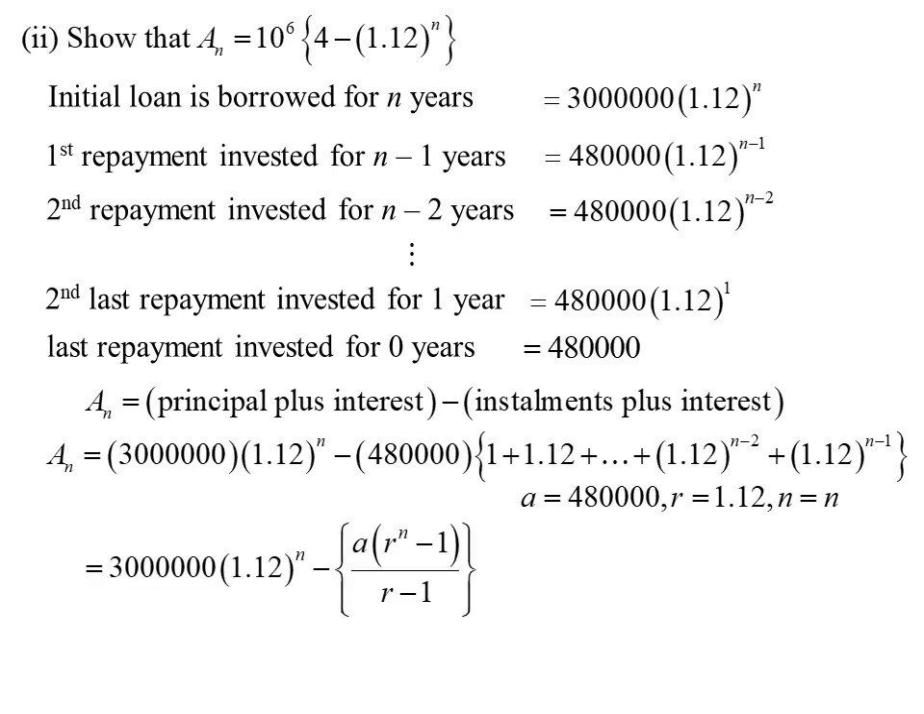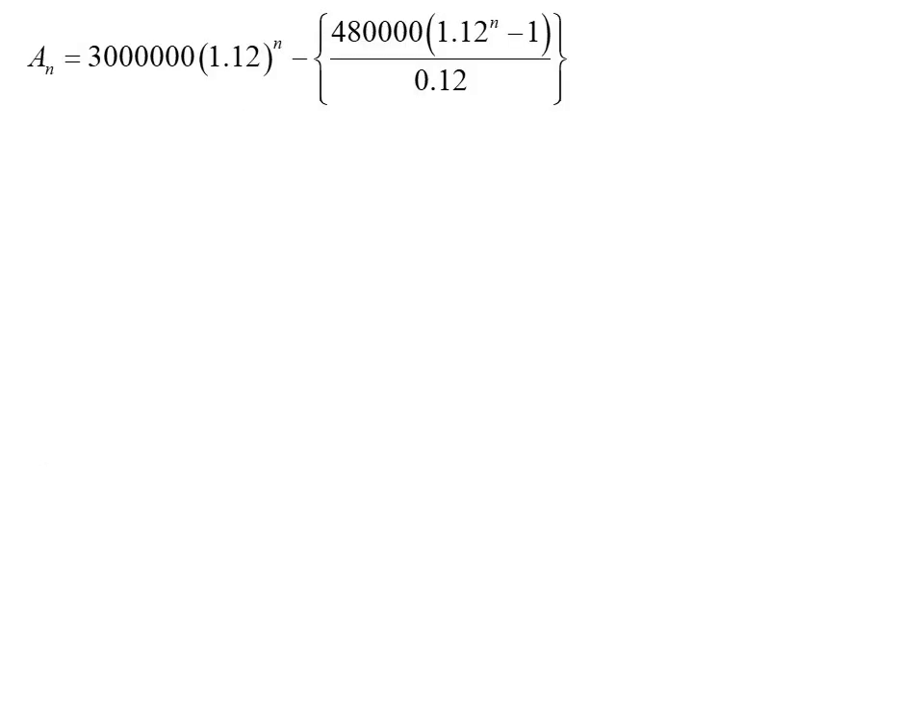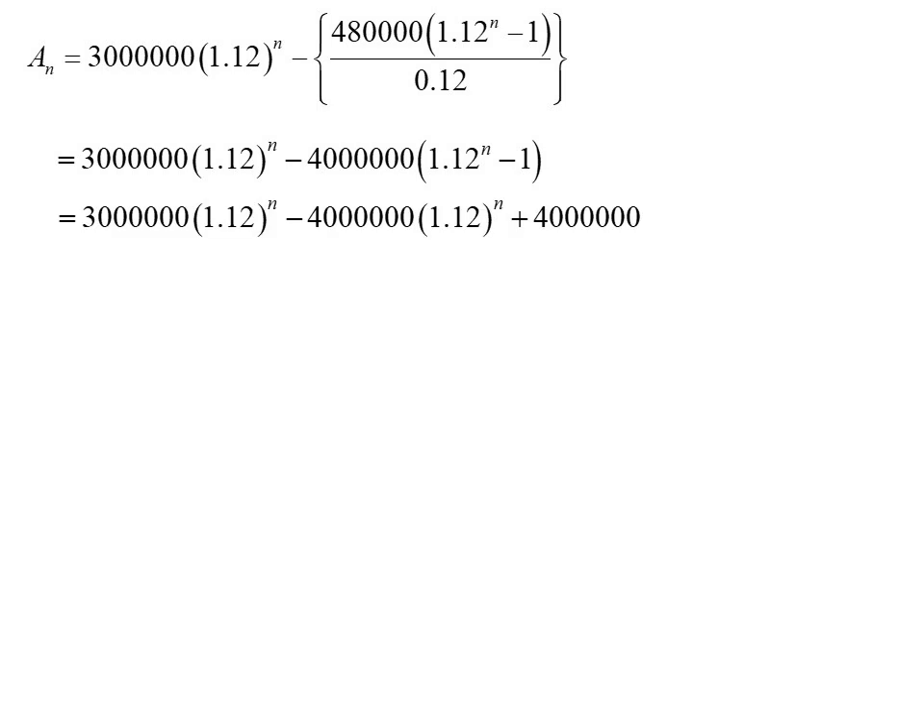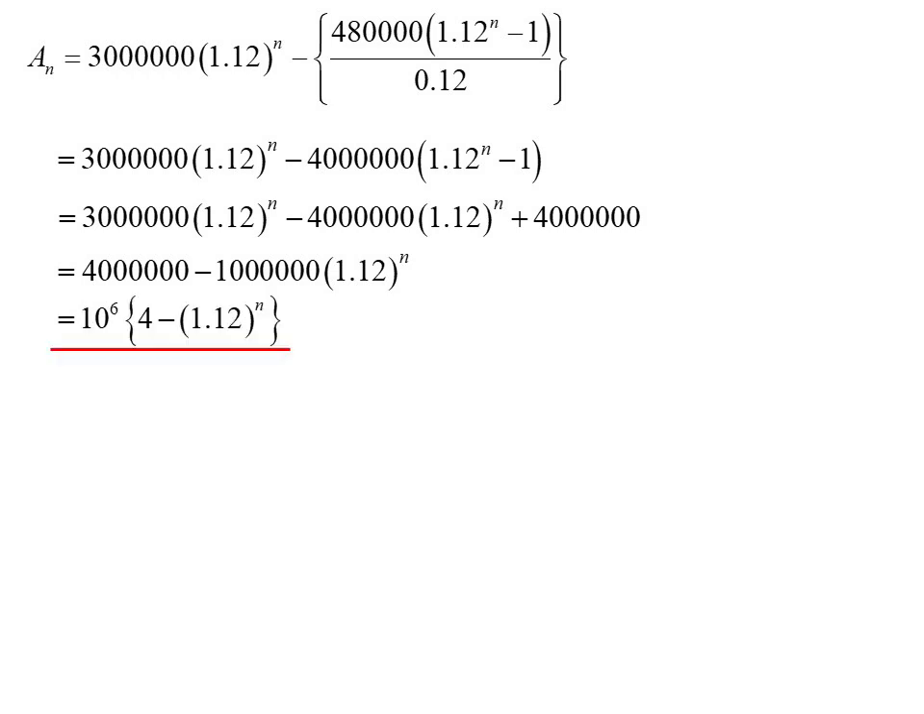Sub it into our geometric formula, still not quite there. Fortunately for us, 480,000 divided by 0.12 works out very neatly to be 4 million. So in fact, if I expand that out and collect like terms, we have a common factor of 10 to the power of 6, and we get what they want.